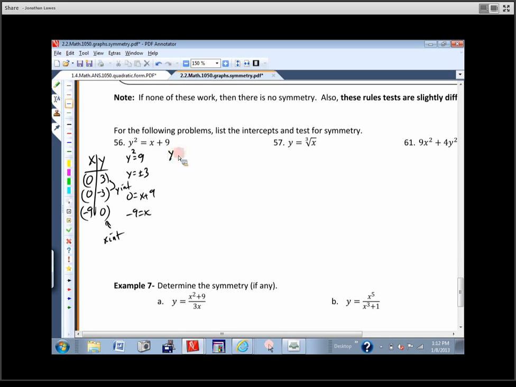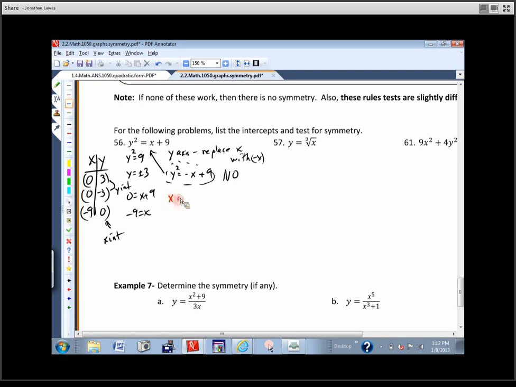So for the y-axis, we replace x with negative x. So this is going to be y squared equals negative x plus 9. Now, can I simplify that at all? No, I can't simplify it at all. So let's compare this with the original equation. Is it exactly the same? No, it's not. So the answer here is no. It is not symmetric with the y-axis. Guaranteed it's not symmetric with the y-axis.